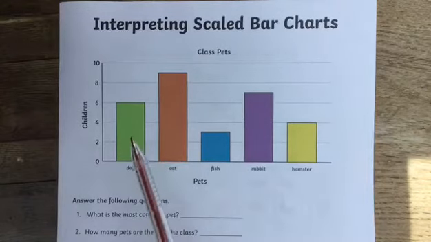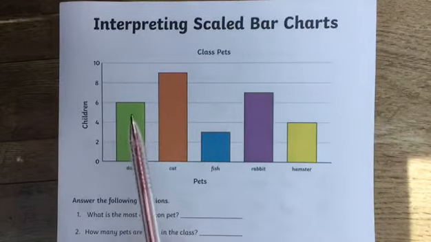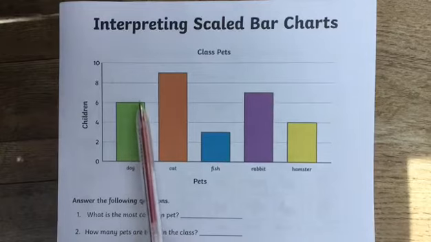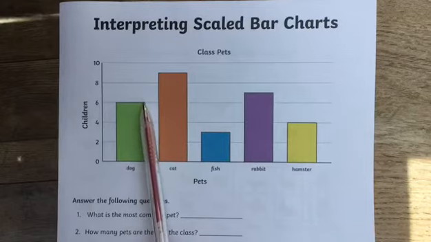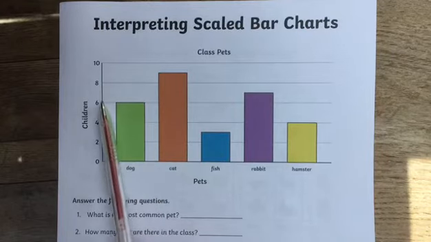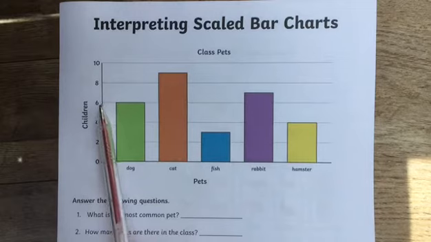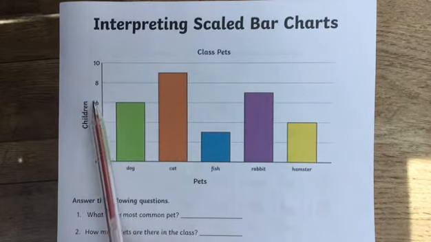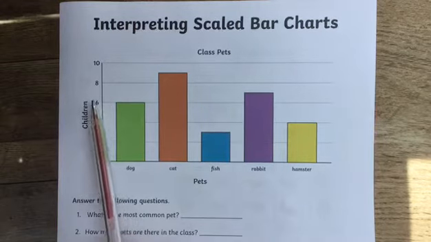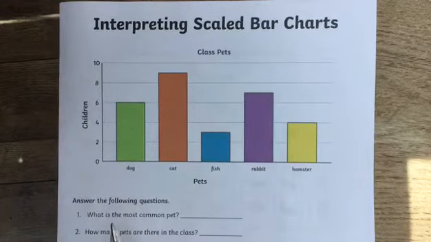So let's ask some more questions and see how we can use a bar chart to answer them. A quick reminder for you, we look to see where the bar chart ends and then move across and look on the scale or on the axis here. So for example, the dog here in green shows us that it reaches 6 on the scale. That's 6 children voted for a dog or said they had a dog as a pet.